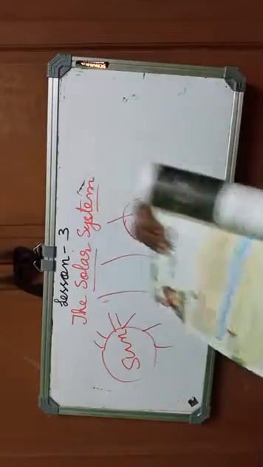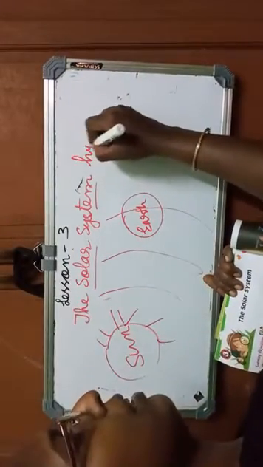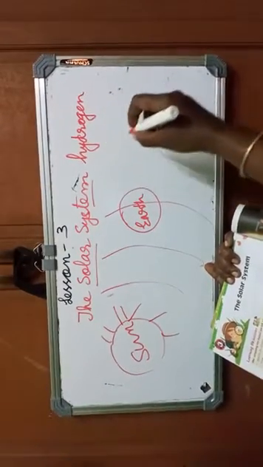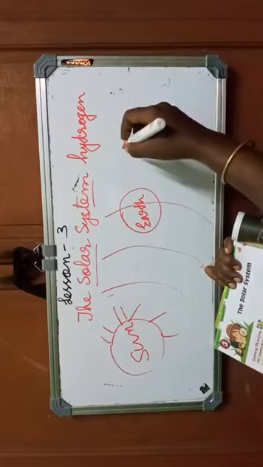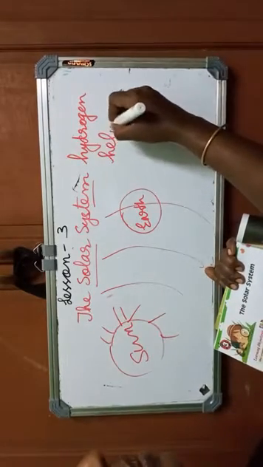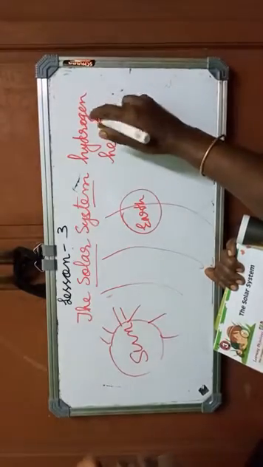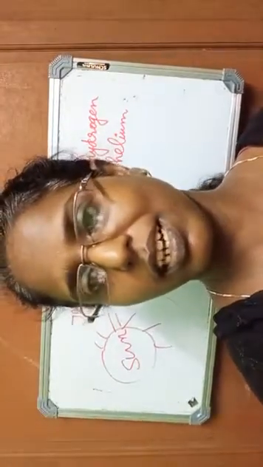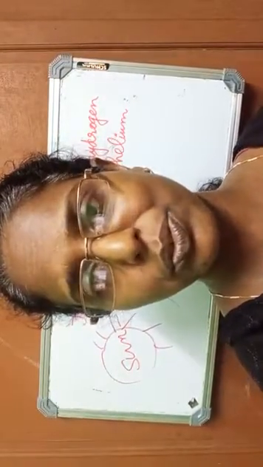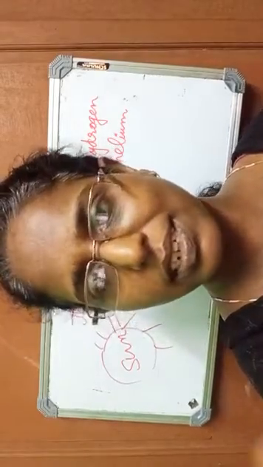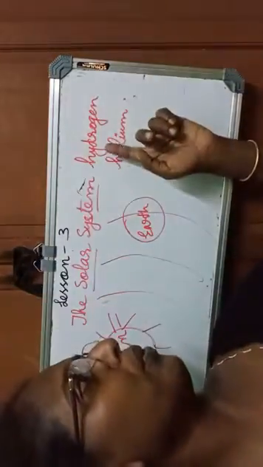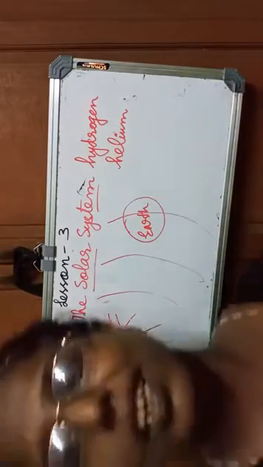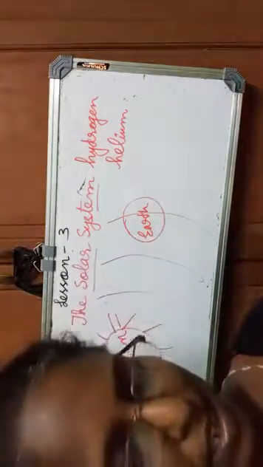Name the gases. Hydrogen and helium. You know another gas. Which gas do we breathe? Oxygen. And which gas do plants need to do photosynthesis? Carbon dioxide. There are other gases. Now you know hydrogen and helium. So this sun is made up of hydrogen and helium. Name the gases. Hydrogen and helium.